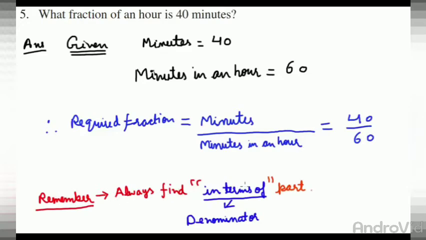Remember, always find in terms of the part, and that goes to the denominator. Here we have 60, and we know from the question that the fraction of an hour is in terms of minutes. Therefore, we converted the hour into minutes, and that went to the denominator. So this is how 40 over 60 came. So this is your answer.